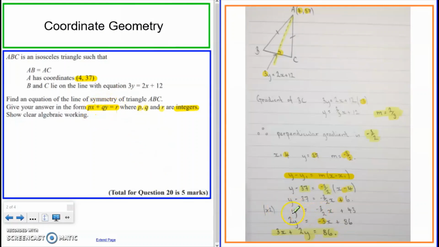If you leave your answer like this, when you're dealing with a fraction, you would not gain full marks because the question has specifically told you to show clear algebraic working and to give your answer in this form. And that's the question done. Very well done if you would have achieved all 5 marks on this grade 9 question.